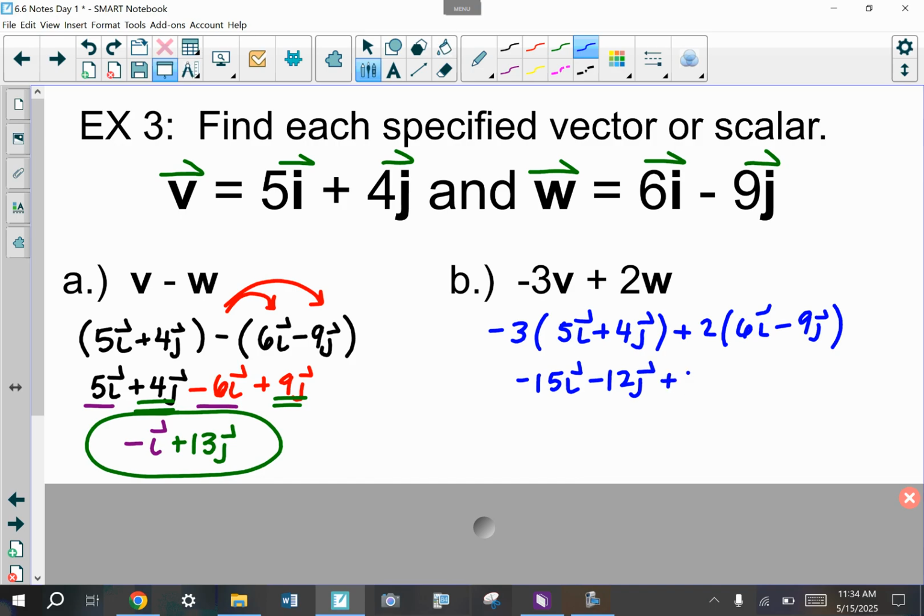If you haven't noticed, I'm not dotting my i's or my j's. I'm just putting the vector there. You're welcome to dot them if you want.